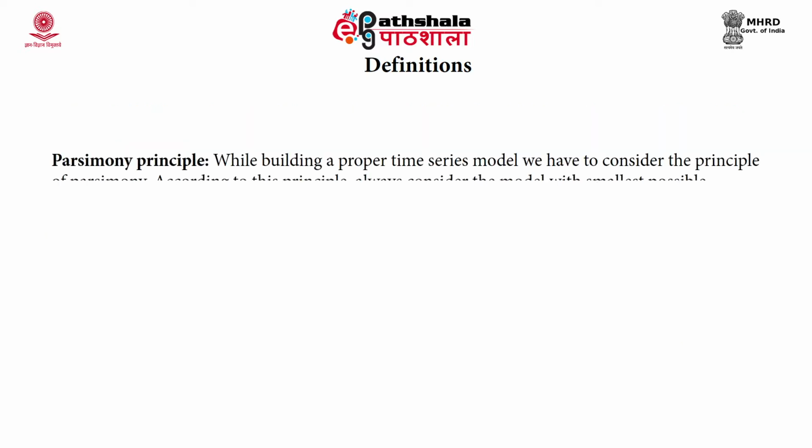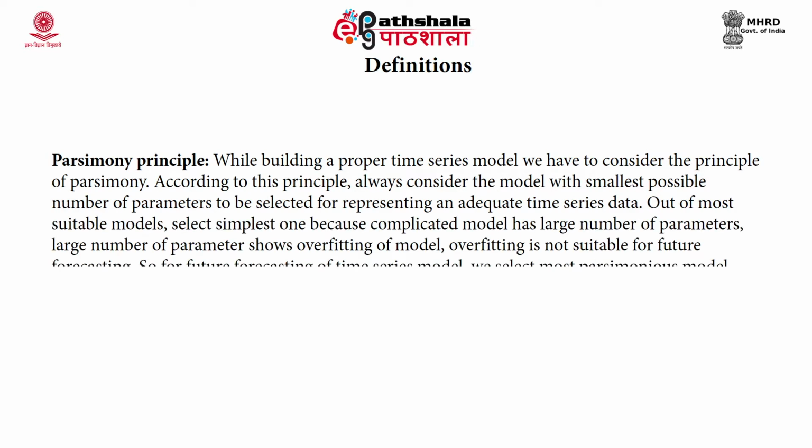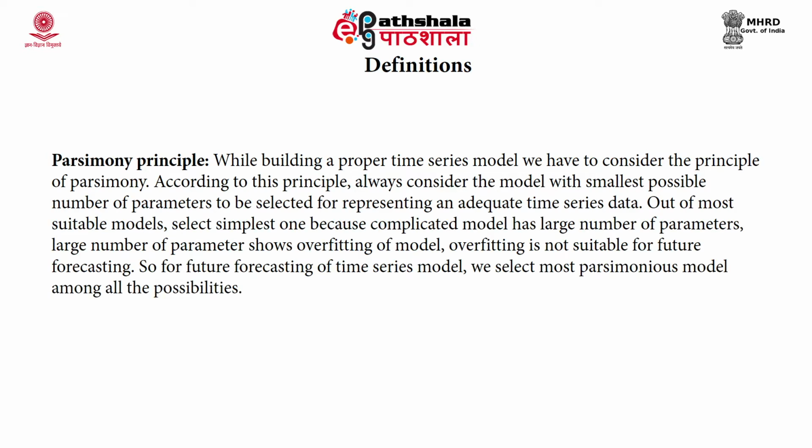Now come to the definition of the parsimony principle. While building a proper time series model, we have to consider the principle of parsimony. According to this principle, always select the model with the smallest possible number of parameters for representing an adequate time series data. Out of the most suitable models, select the simplest one because a complicated model has a large number of parameters. A large number of parameters shows overfitting of the model. Overfitting is not suitable for future forecasting. So for future forecasting of a time series model, we select the most parsimonious model among all the possibilities.